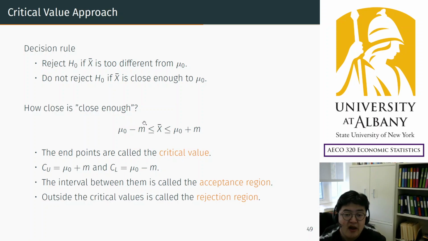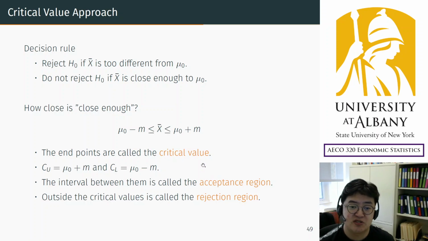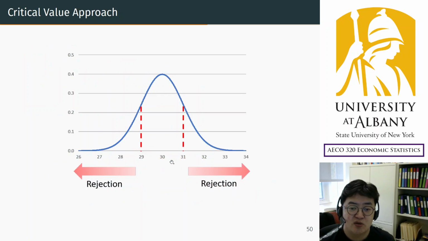So these two cutoffs are critical values, right? Mu 0 minus m and mu 0 plus m are called critical values: the lower critical value and the upper critical value. This interval, plus minus m around mu 0, is called the acceptance region because we accept the null hypothesis if the sample average belongs to that region. Outside the region is the rejection region because the null hypothesis is rejected.